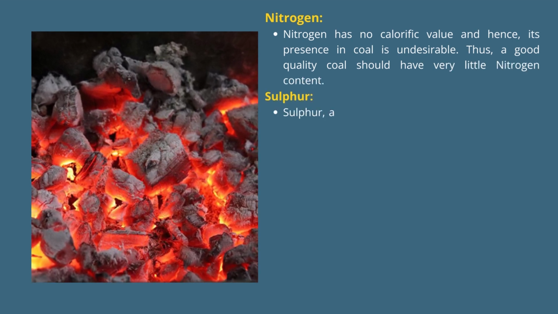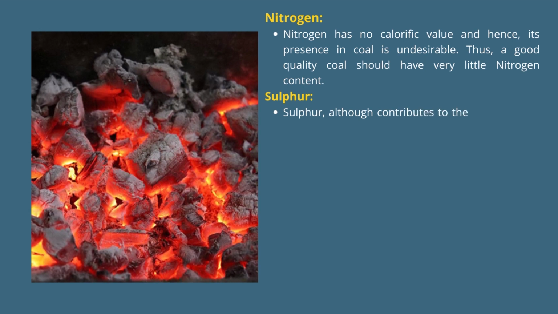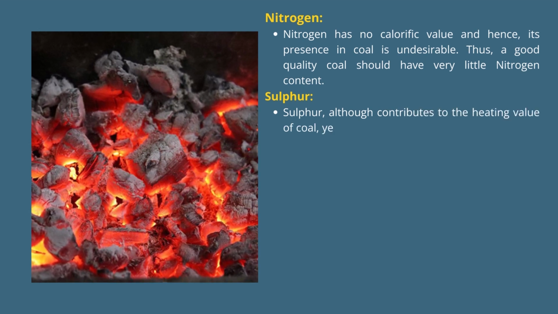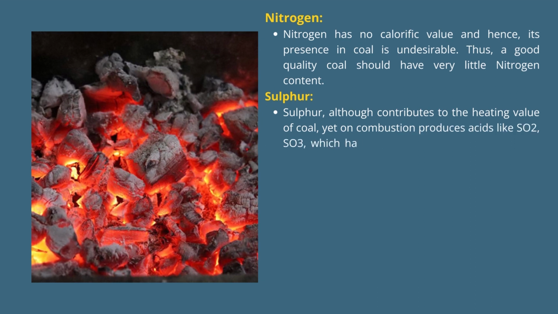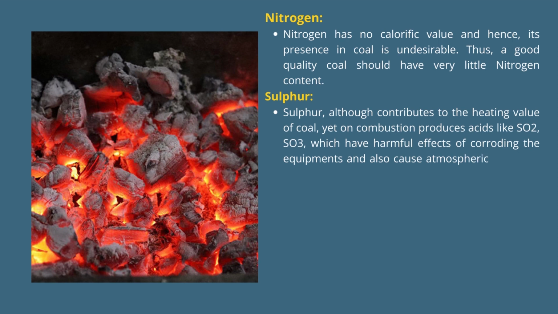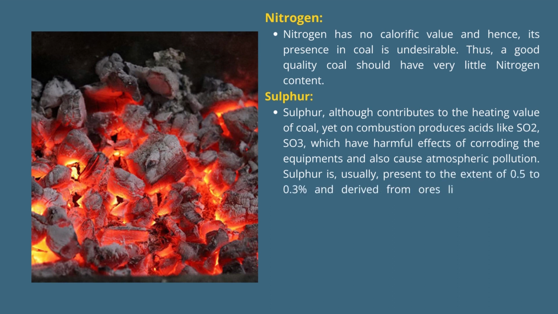Sulfur. Sulfur, although it contributes to the heating value of coal, yet on combustion produces acids like SO2 and SO3, which have harmful effects of corroding the equipment and also cause atmospheric pollution. Sulfur is usually present to an extent of 0.5 to 3% and is derived from ores like iron pyrites, gypsum, etc., mined along with the coal.